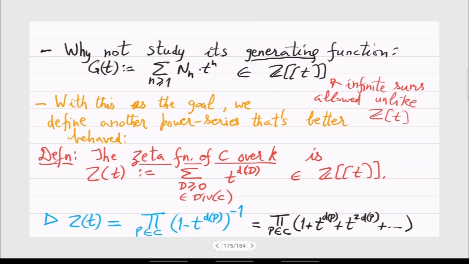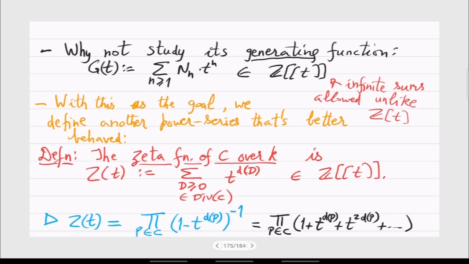Yeah, and you can see that this is actually this. You can now try to recover classical theorems like this. Euler formula can be recovered. Zeta function factors into points. So that expression is the same as 1 minus t raised to the degree of a point, inverse.